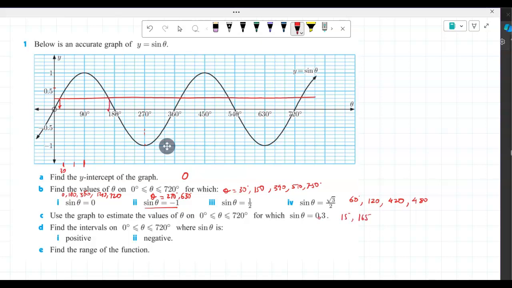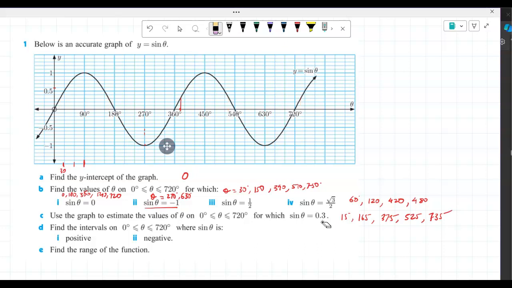Then this will be how much? 165. Yes, 180 minus 15, 165. Very good. This would be 375. This would be 540 minus 15, 525. Then this will be 720 plus 15, 735.